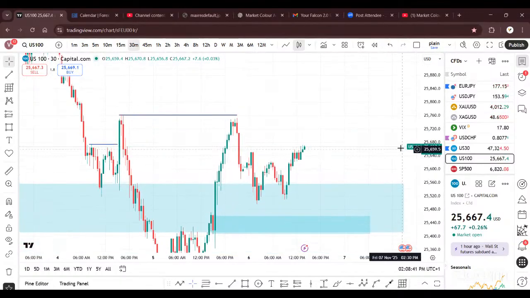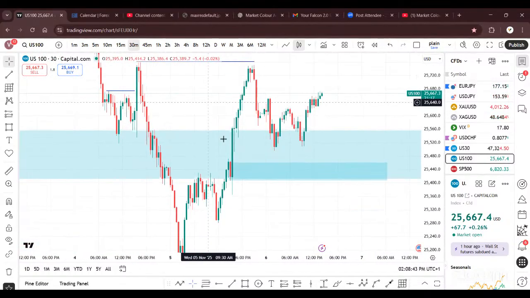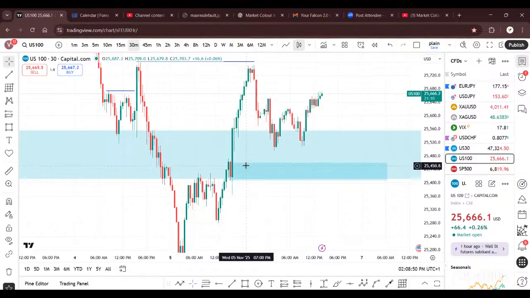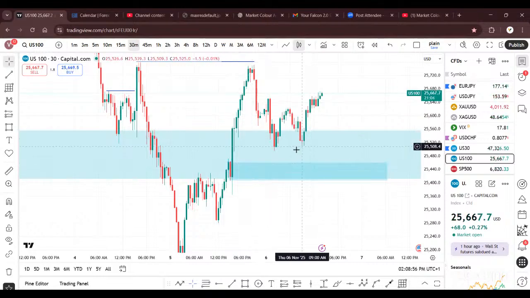US 100 didn't reverse to the point of entry. We've not seen that happen yet, right? I was hoping it was going to happen, but then it's just what it is. The market is what it is. All right. We didn't see that entry into this, right?